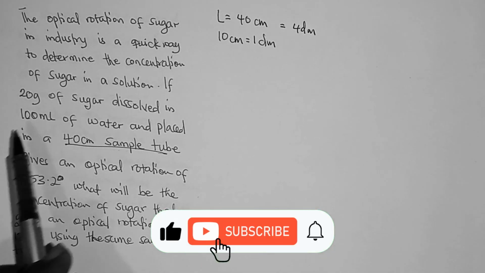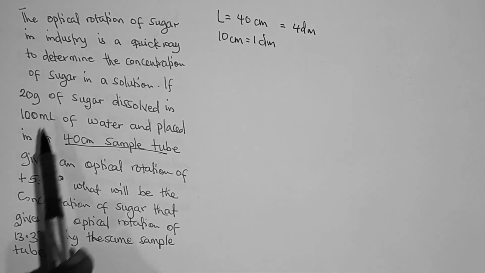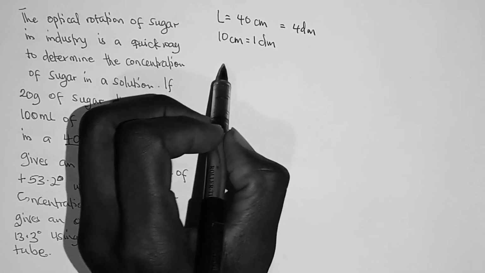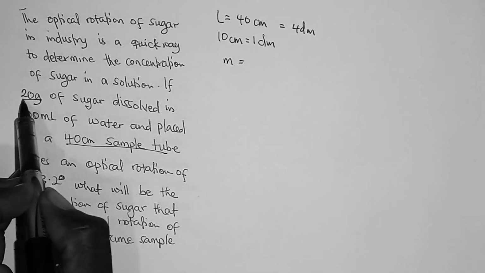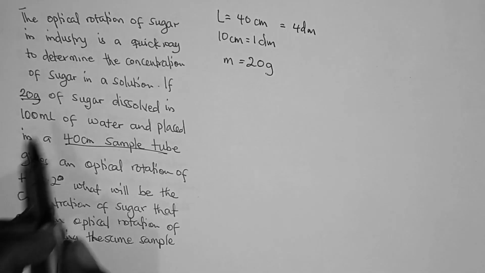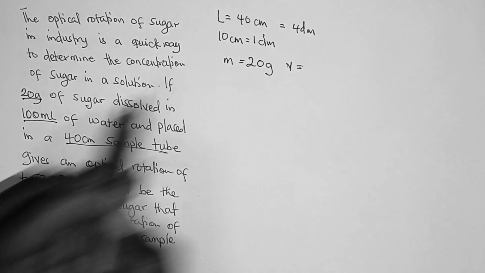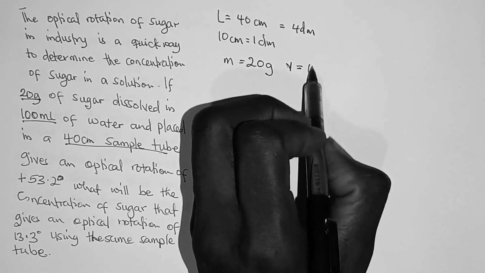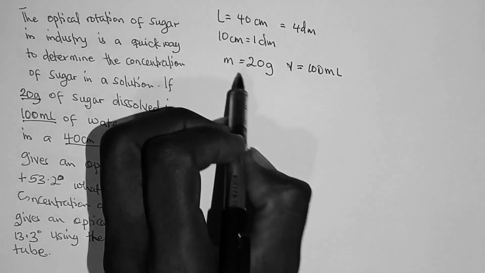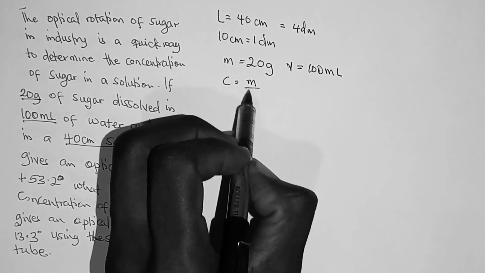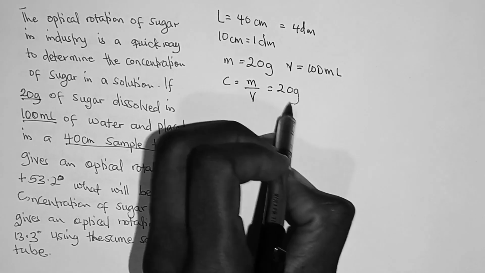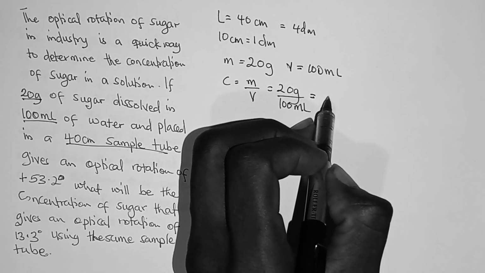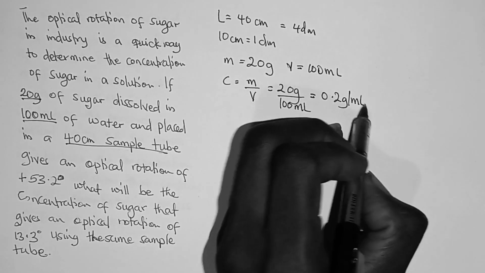Then, in the first part, what we need to do is to first calculate the specific rotation of the sample. However, we were given the mass of the sample as 20 grams, and we were also given the volume of the sample. It was placed in 100 ml of water, so the volume is 100 ml. That means we can calculate concentration, which is equal to mass over volume, and this is equal to 20 grams over 100 ml, and 20 over 100 is equal to 0.2 gram per milliliter.